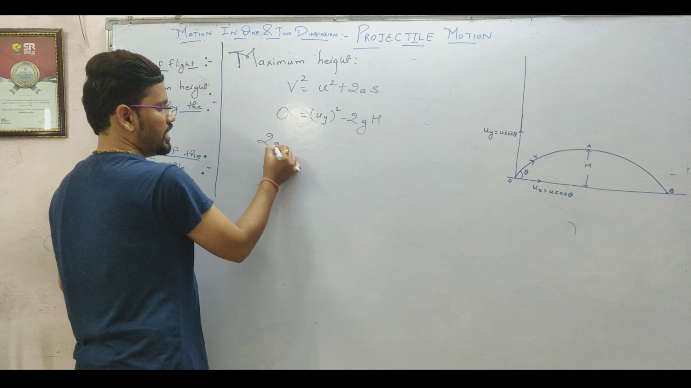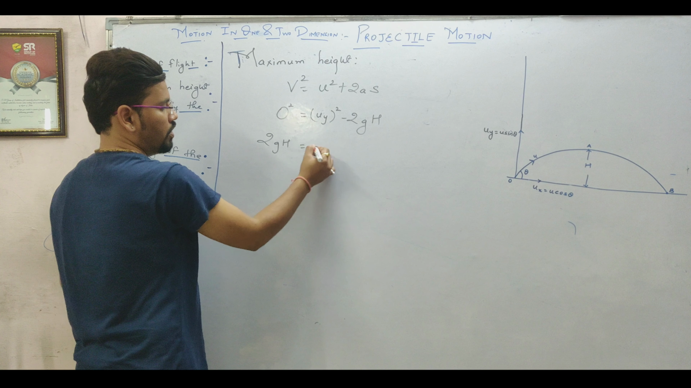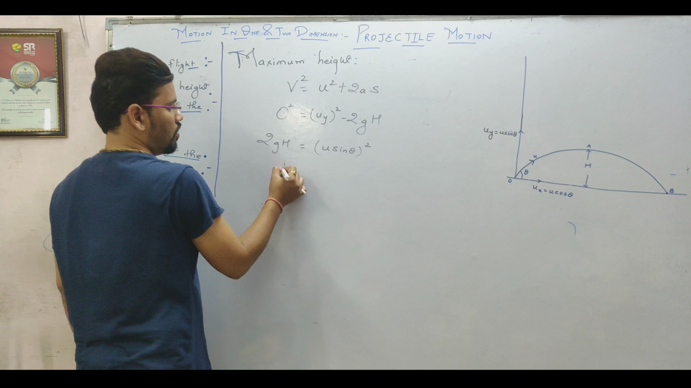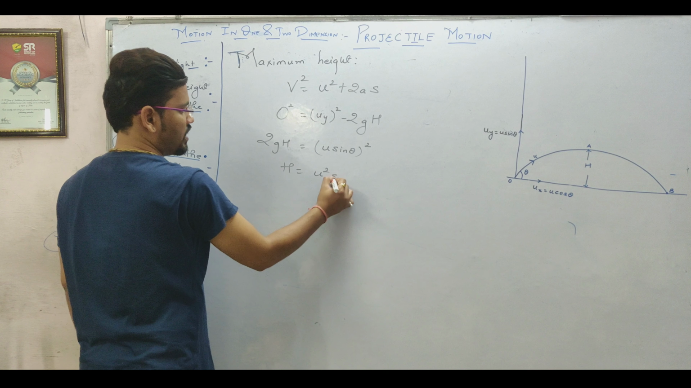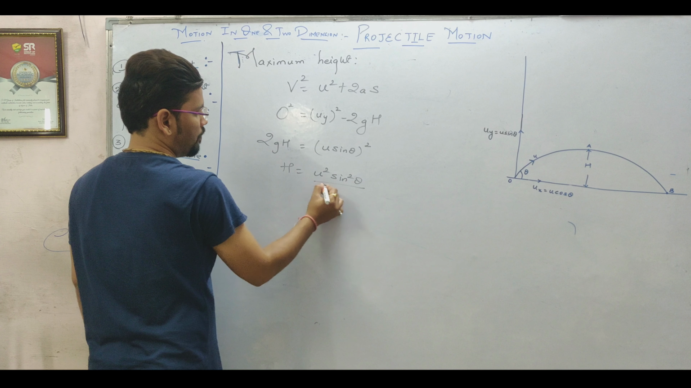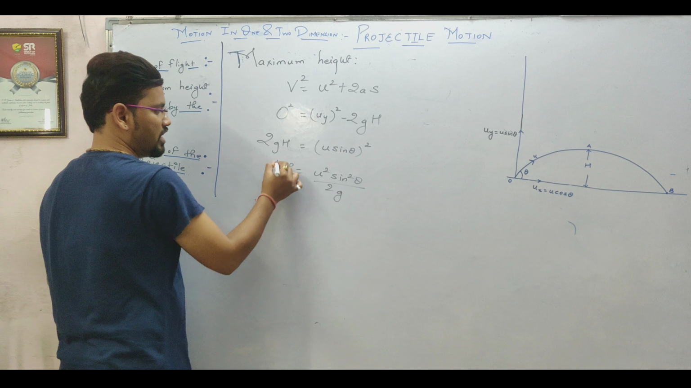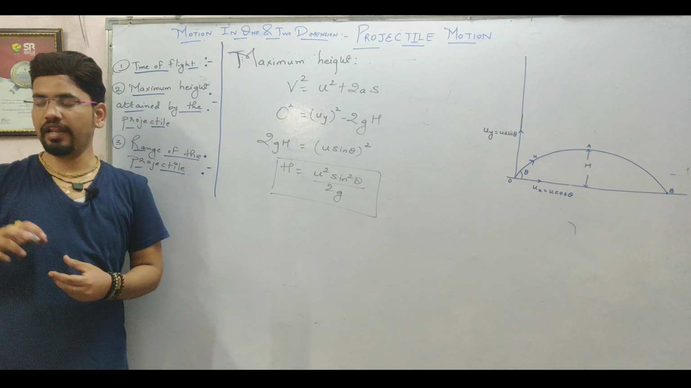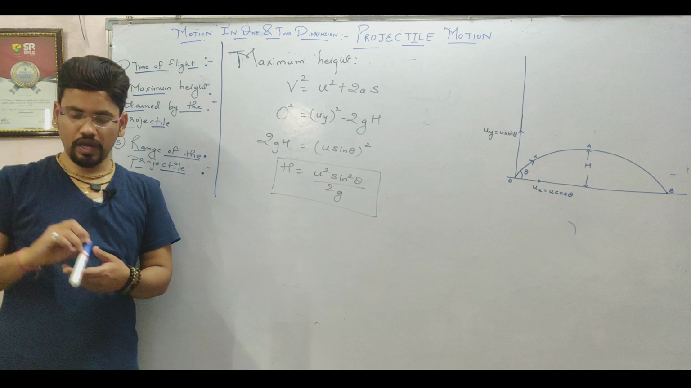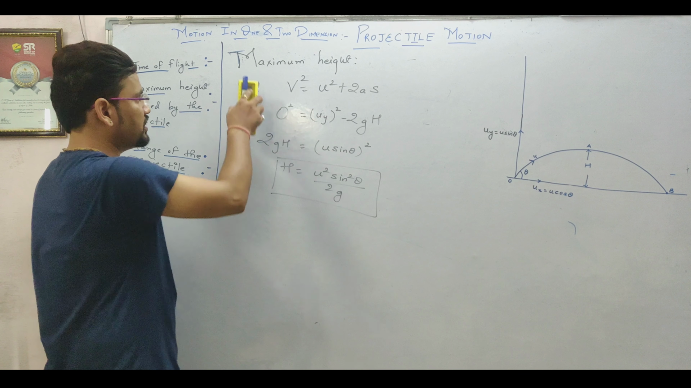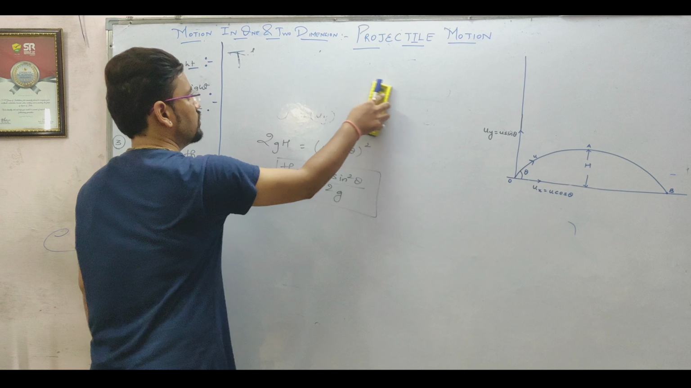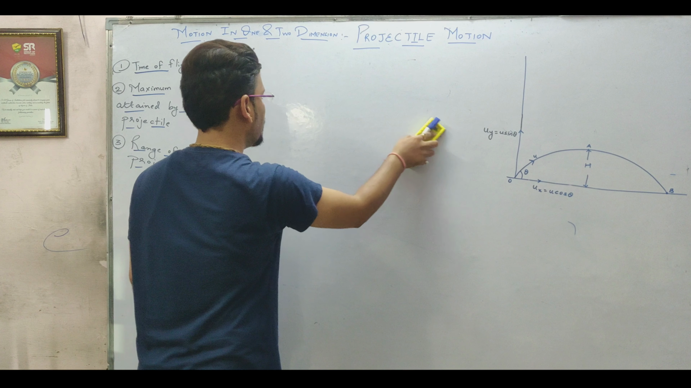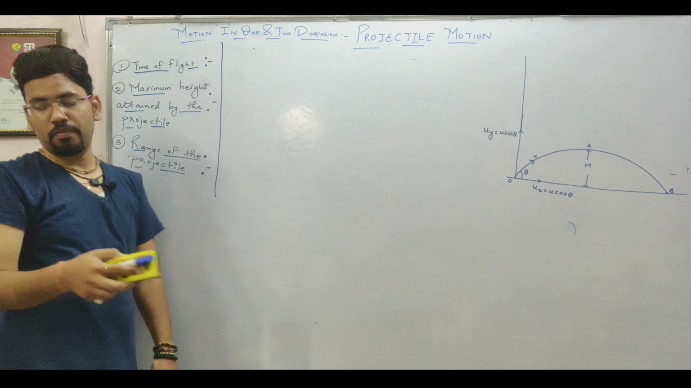So 2gh is equal to uy, which is u sin theta, whole square, so h will be equal to u square sin square theta upon 2g. So this is the expression for the maximum height attained by the projectile. Now moving on to our third and last derivation, the range of the projectile. The range of the projectile is the horizontal distance covered by the projectile during its entire motion.